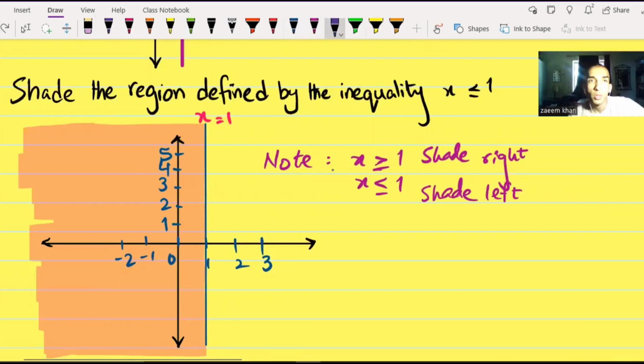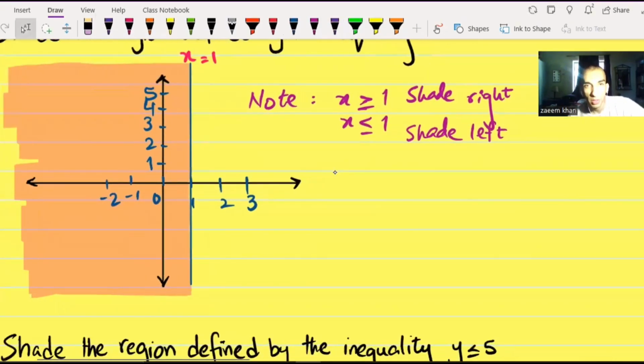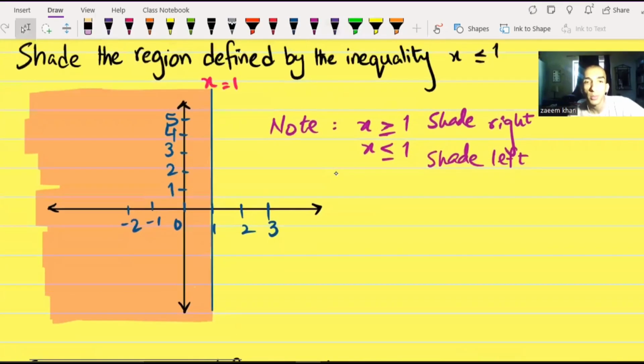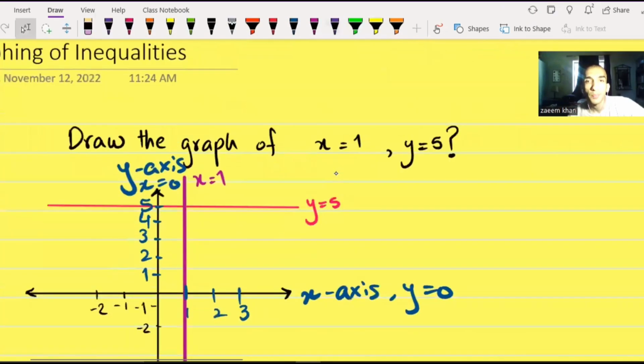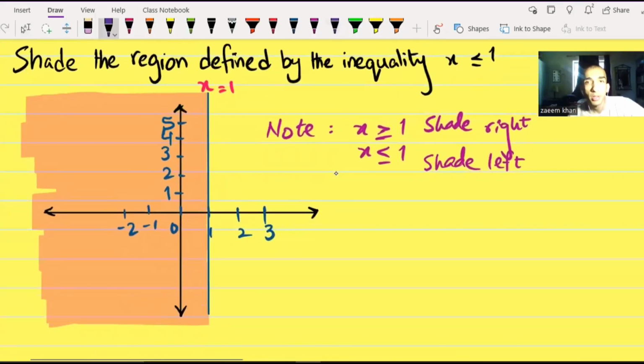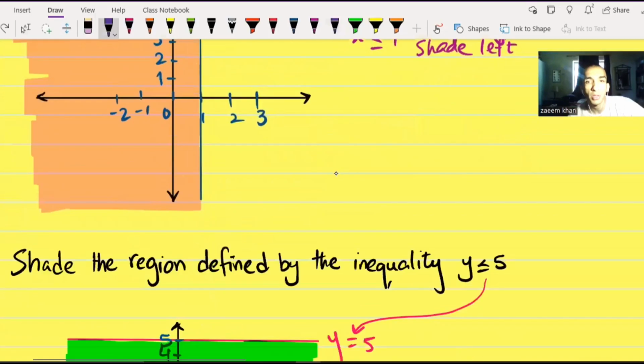If this question was x is greater than or equal to 1, what region would you shade? The right side of the line x is equal to 1. Now this is a region in isolation. It's defined by only one line, and then you're shading a region based on that line.